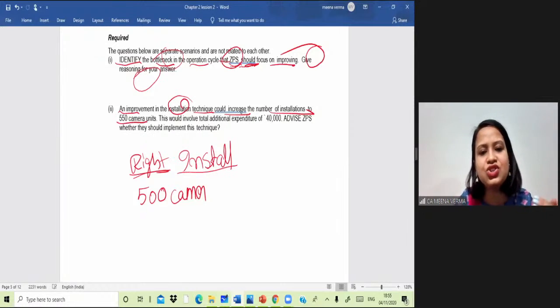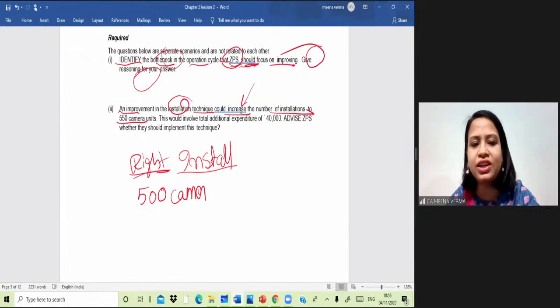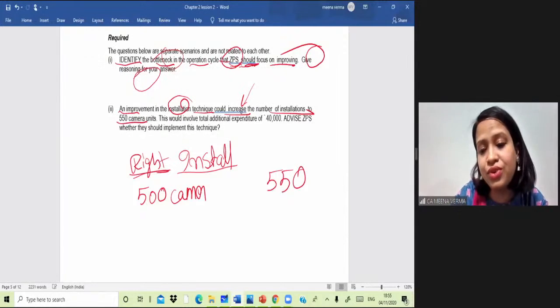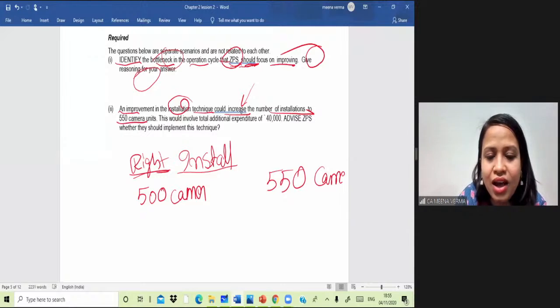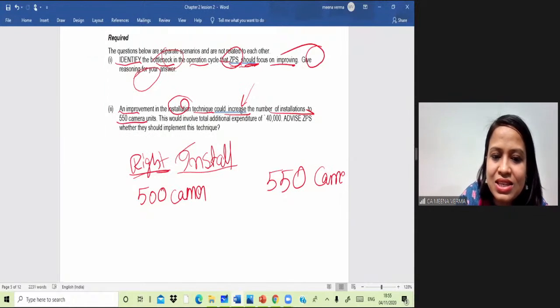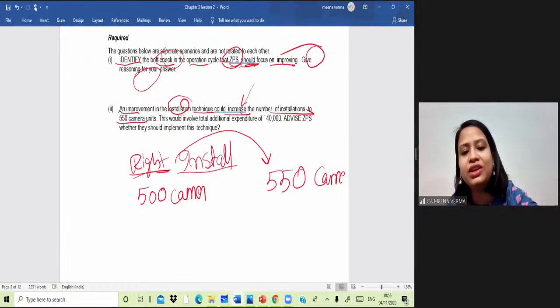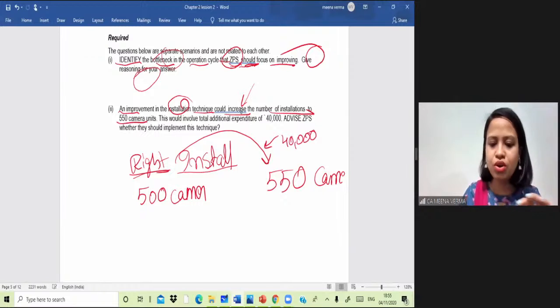Now the organization is trying to improve this bottleneck activity, and they are saying that they have increased this bottleneck activity. Now the organization can install 550 cameras. However, for improving this bottleneck activity, meaning for increasing the installation, you have to incur an extra cost of 40,000. Okay, I hope you got this point.